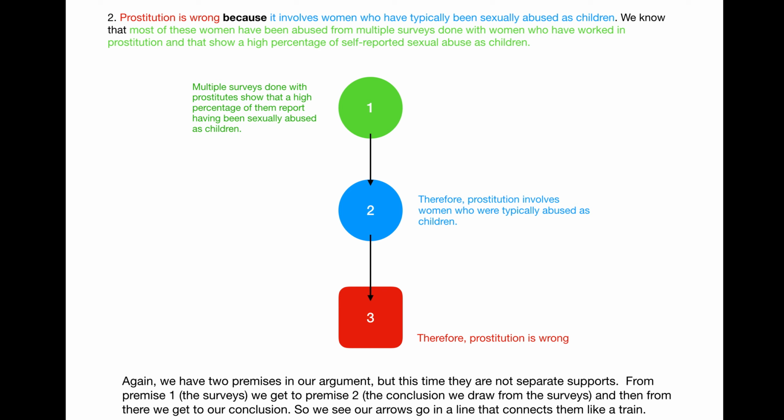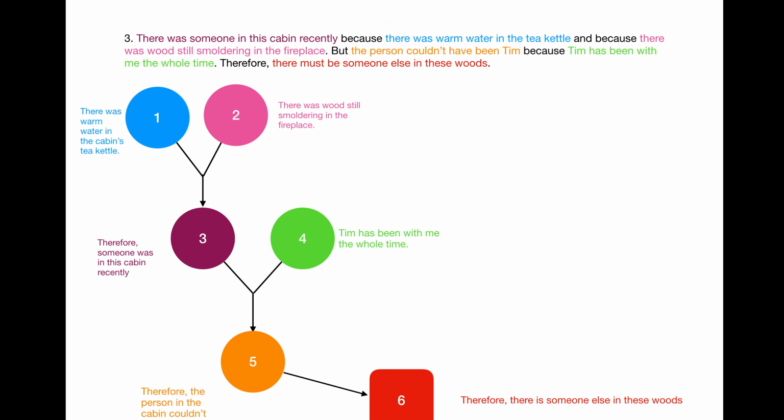So this is a chain. We go from 1, because of the information in the surveys, we know this information of number 2, and because of number 2, we go to our conclusion, number 3. Again, you don't have to agree with it. We're just kind of diagramming them. All right, so here we're starting to get more complicated, okay?